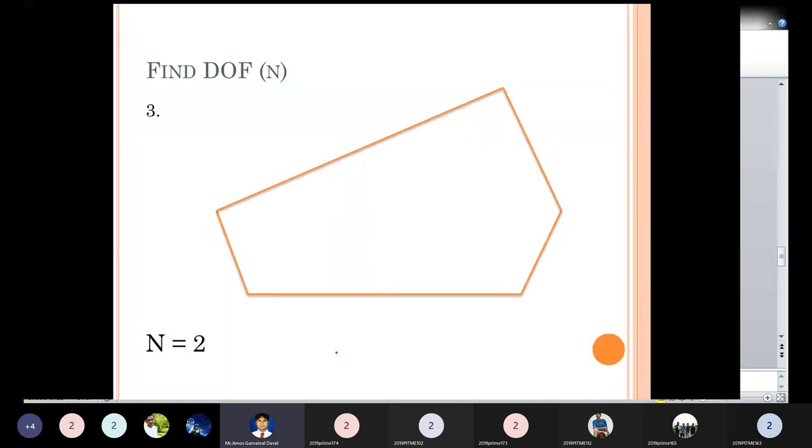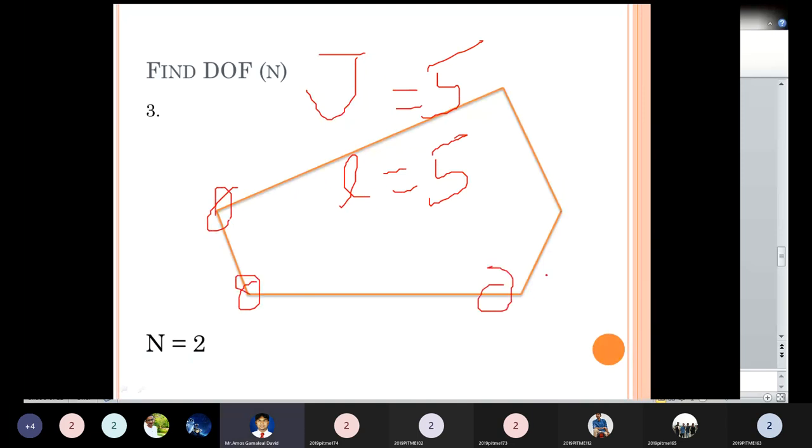Let's look at another example. Look at this. How many links are there? Five, sir. 5 links. And how many joints? 1, 2, 3, 4, and 5. Okay, all are binary joints. So 5 into 1 is 5.